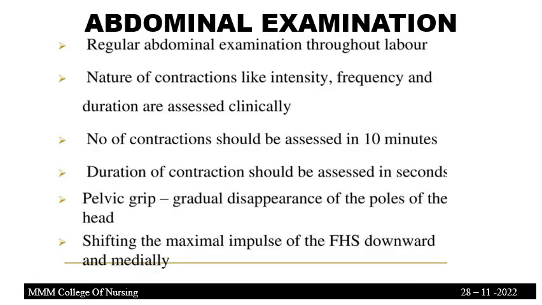Abdominal examination. Regular abdominal examination should be carried out throughout the labor, and the nature of contraction, intensity, frequency and duration, number of contractions every 10 minutes, and the duration of the contraction should be recorded. So all the things about the contraction should be recorded. And pelvic grip should be carried out. Gradually the rocking of the pelvis, the ballottement should disappear, and the maximal impulse of FH shifts downwards. So the FH comes downwards as the head comes down.